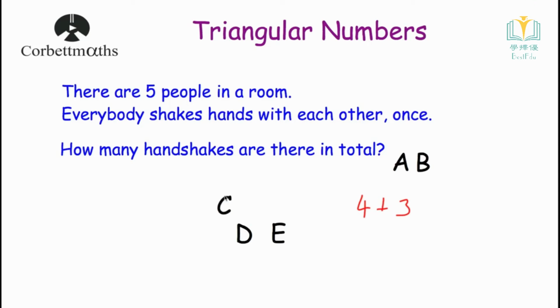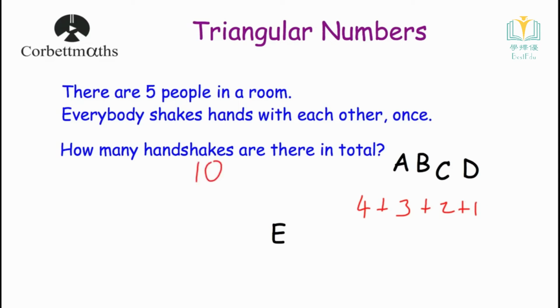Next, person C is going to walk along and shake 1, 2 people's hands, and then go over there. So there's been 2 more handshakes. And finally, person D is going to walk along, shake person E's hand, and then walk over there. So that was 1 more handshake, so we'll add 1. And then if we add these up, we'll see how many handshakes there have been altogether. So 4 plus 3 is equal to 7, plus 2 is equal to 9, and plus 1 more is equal to 10. So there were 10 handshakes altogether.